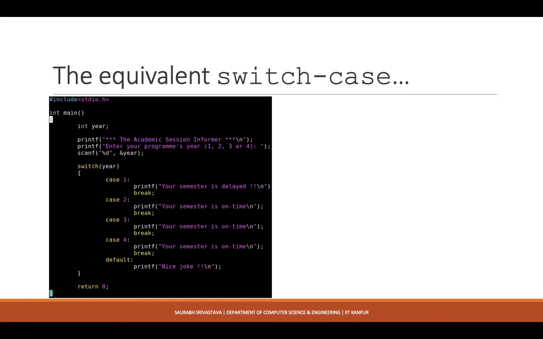This is the same program that we wrote using the else if statements, but now I have used a switch case. It is a very simple example. I have four values, 1, 2, 3, and 4, and for each value I wanted something different to be done. For case 1 I wanted to print this, for 2, 3, and 4 I wanted to print this, and for default, as you can see, because I have defined default at the end, I don't need a break here. If the user enters any value other than 1, 2, 3, 4, I simply print nice joke.